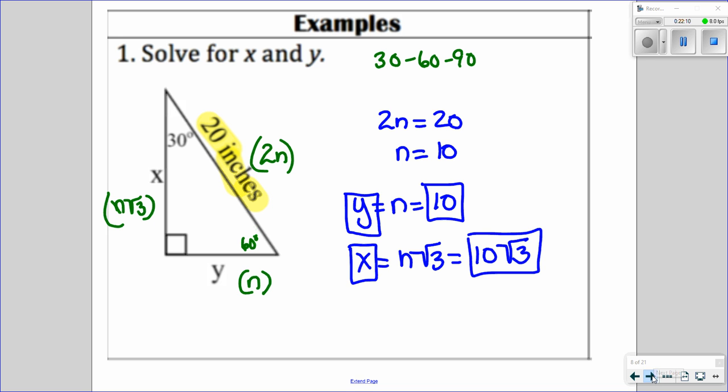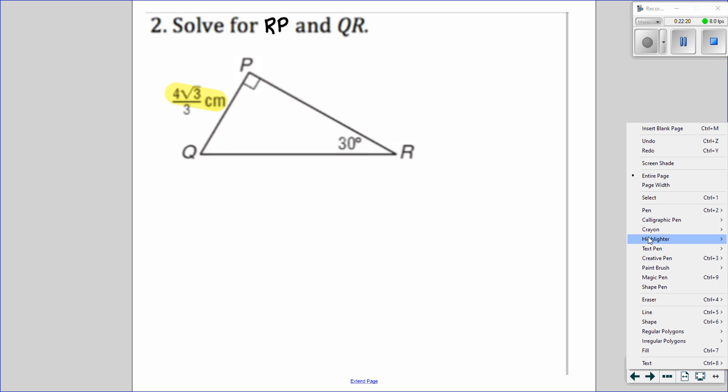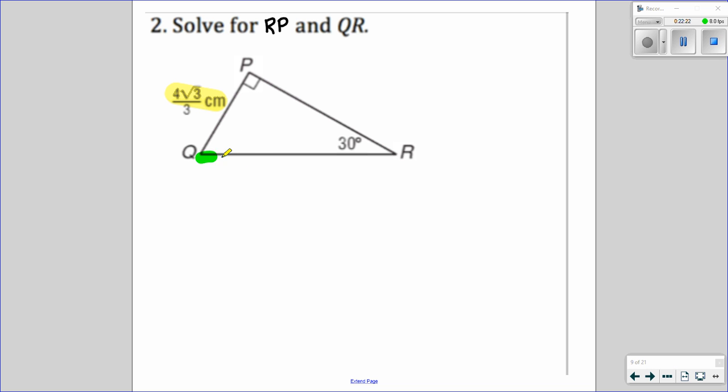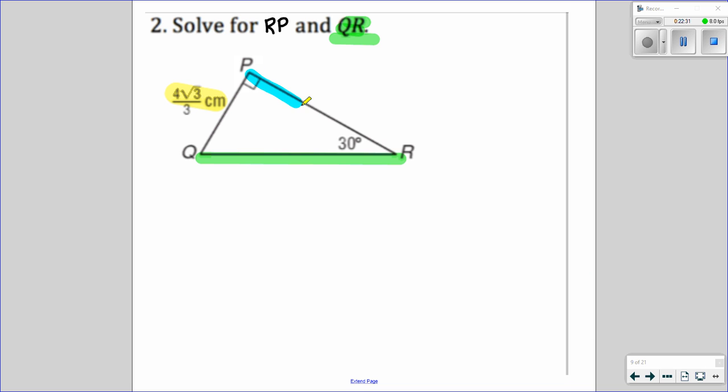Okay, let's do another one. We need to solve for PR, or RP, and QR. So that means the two sides. So I'm going to highlight that so we know what we are looking for. We're looking for this, and then we're looking for RP. I will use blue for that one.